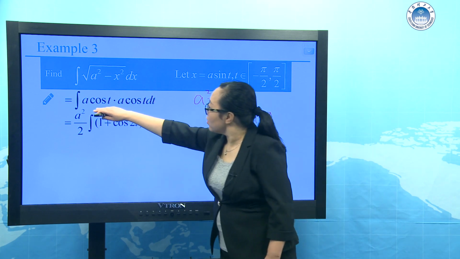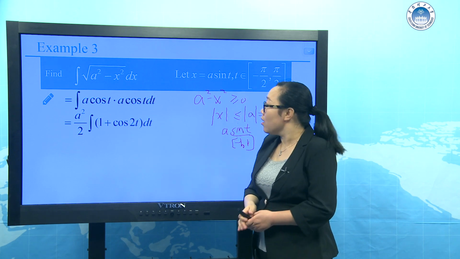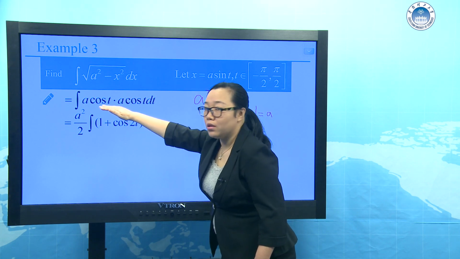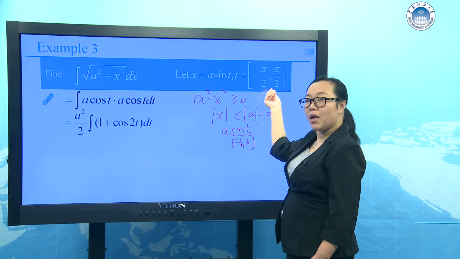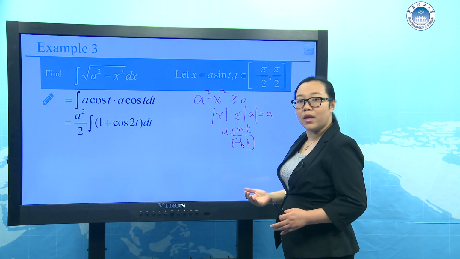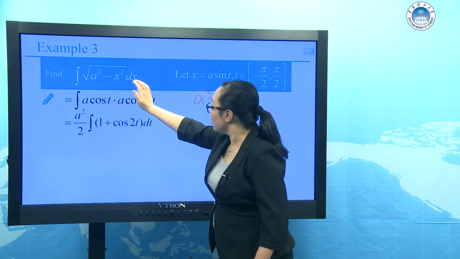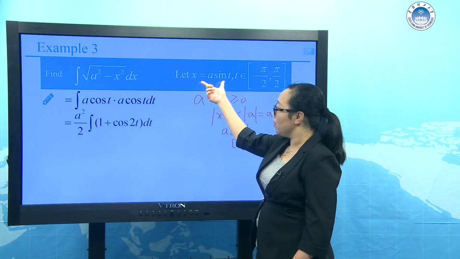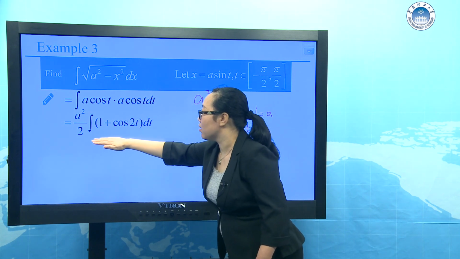So we can get the square root of a squared minus x squared equals a cosine t. Maybe you asked me, it should be equal to the absolute value of a cosine t. Pay attention to the domain of t: t is between -half pi and half pi, so cosine t is non-negative. So the absolute value becomes a cosine t. And dx equals d(a sine t), which means a cosine t dt, together equals this term.